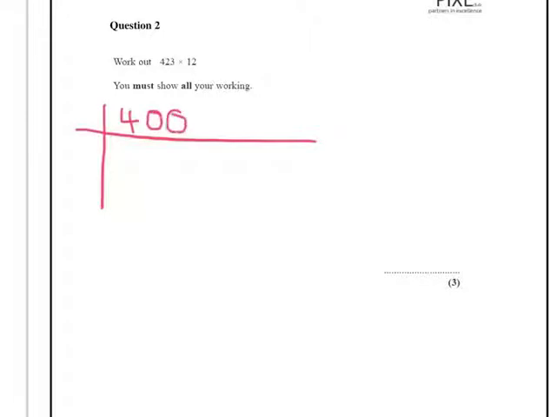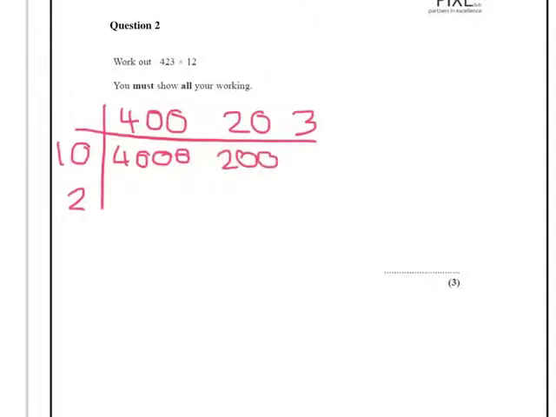What we're doing here is we're breaking the 423 up into 3 columns, and the 12 turns into 10 and 2. So we need to now do a multiplication. 10 times 400 will be 4,000. 10 times 20 would be 200. 10 times 3 would be 30. 2 times 400 is 800. 2 times 20 is 40. 2 times 3 is 6.